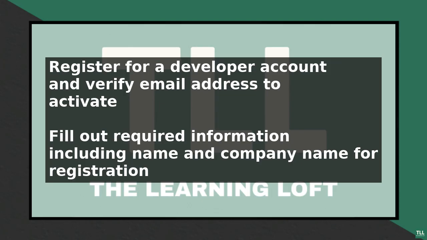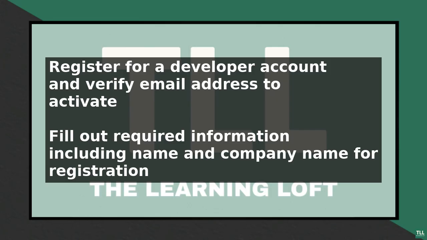After verifying your account, log into the developer portal and navigate to the API Keys section. In the API Keys section, you will find your API key and API secret, which are used to authenticate your API requests. The API key is used to identify your account, while the API secret is used to secure your API requests.